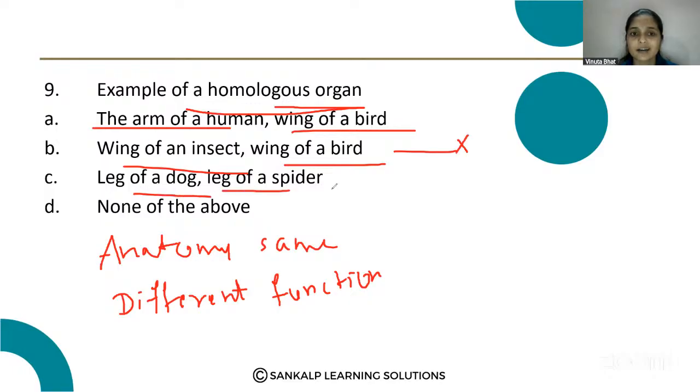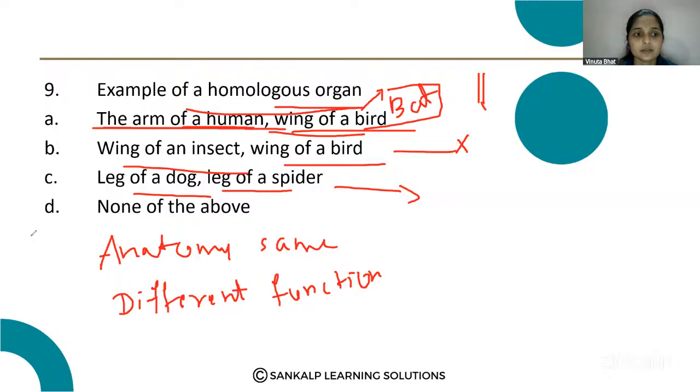Leg of dog and leg of spider, so they are analogous. So the correct answer, the arm of human beings and the wing of the bird. Here the wing of the bird does not have the similar anatomy to the arm of the human being. So here you can use the wings of the bat, that will be correct. If you use the wings of the bat, that has the same anatomy as the human arm.